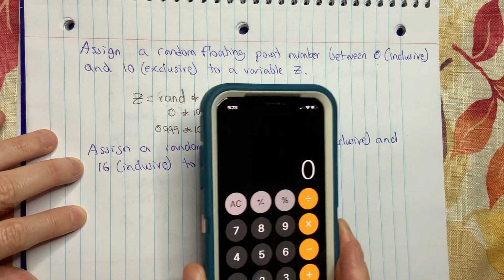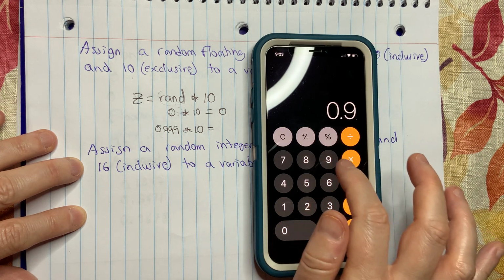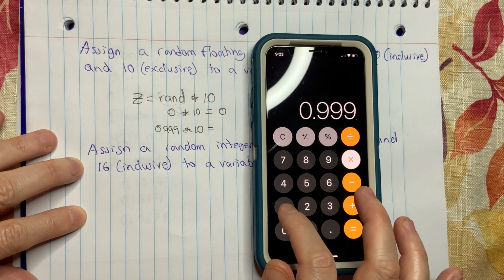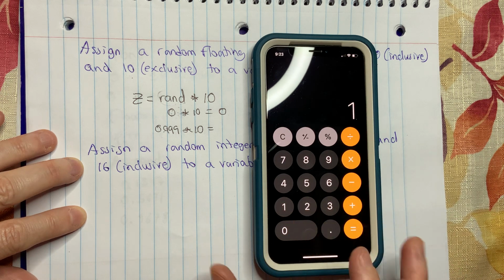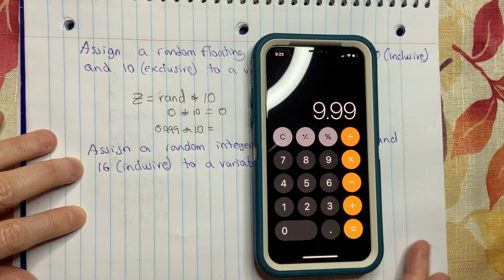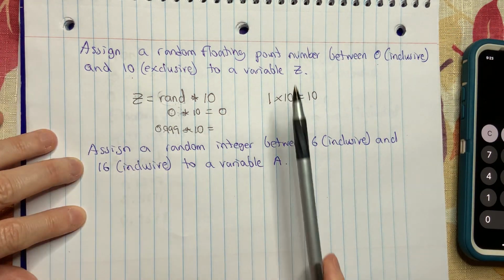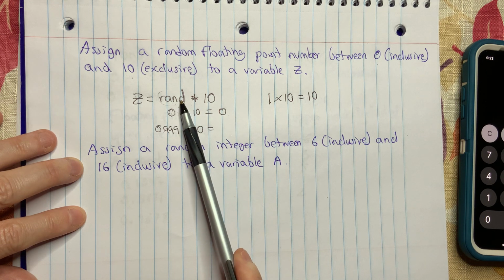So basically you have 0.999 times 10. So do you think this is going to return 10 to you? No, it's going to return 9.99 because the only way that you can have 10 returned is if you multiply it by 1, and RAND is never going to get to 1.